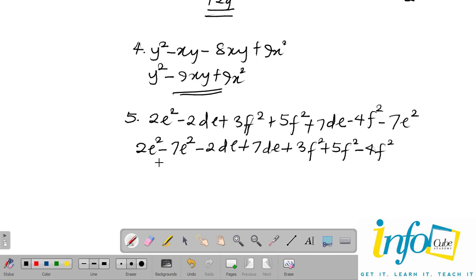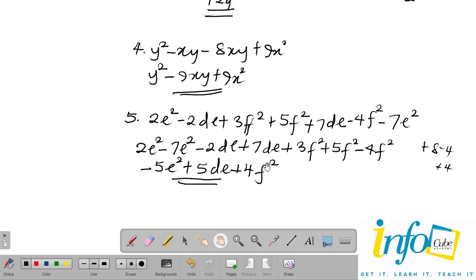So with this, we can now add or subtract. We have 2 minus 7, which will give us minus 5e squared. Minus 2 plus 7 will give us plus 5de. And then plus 3 plus 5 will give us plus 8. Plus 8 minus 4 will give us what? Plus 4. So we have plus 4f squared. Now you ask yourself, do we have any other like terms here? No like terms, so this becomes our answer. Okay, so this is the solution of all the questions I gave in the last assignment.